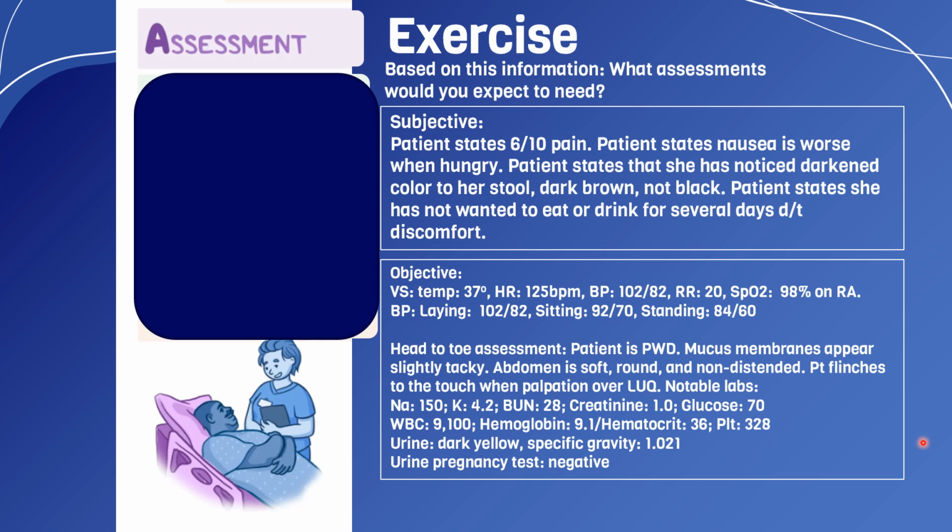Patient flinches to the touch when palpating over the left lower quadrant. And then some labs were also drawn. So sodium is 150, potassium 4.2, BUN 28, creatinine 1.0, and blood sugar 70. Patient has a white count of 9,100. Hemoglobin and hematocrit are 9.1 and 36, and platelets are 328.